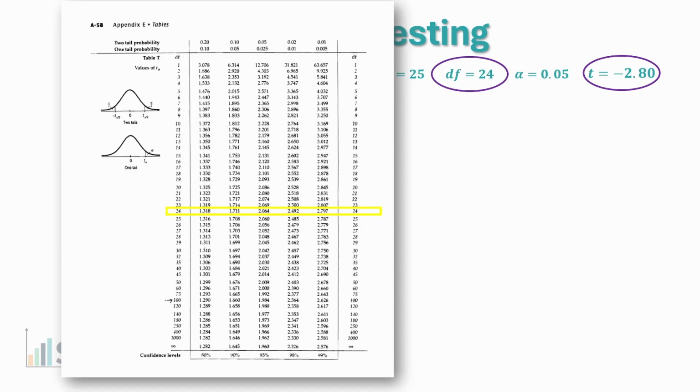So we can see that our number is not even in this row. 2.80 is greater than the largest number, which is 2.797. So we know we're off the table on the right-hand side. So our value is going to be less than this 0.005. And of course, I'm taking the one-tail probability because we said less than. We did not say not equal to when we stated our hypothesis. So we'll say that our p-value is going to be less than 0.005.